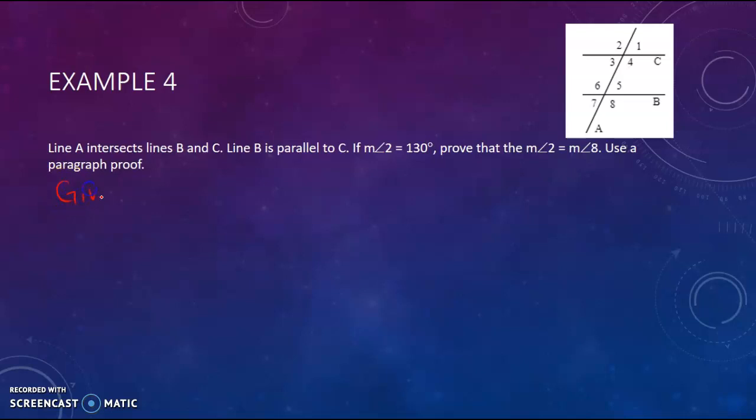So, given that line A intersects lines B and C, also the fact that line B is parallel to line C, and that the measure of angle 2 equals 130 degrees. Alright, so we're wanting to prove that the measure of angle 2 equals the measure of angle 8.